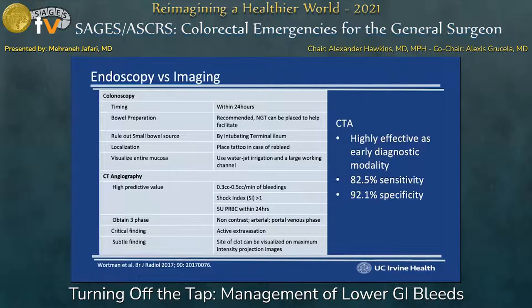With regards to CTA versus colonoscopy as an initial assessment, you can do that for patients who have a shock index greater than 1, just to figure out where the bleeding is coming from. It can be fairly predictive when it's a brisk bleed, 0.3 cc's to 0.5 cc's per minute, shock index is greater than 1, and you've needed more than 5 units of PRBCs within 24 hours. And you want to get a 3-phase CT.